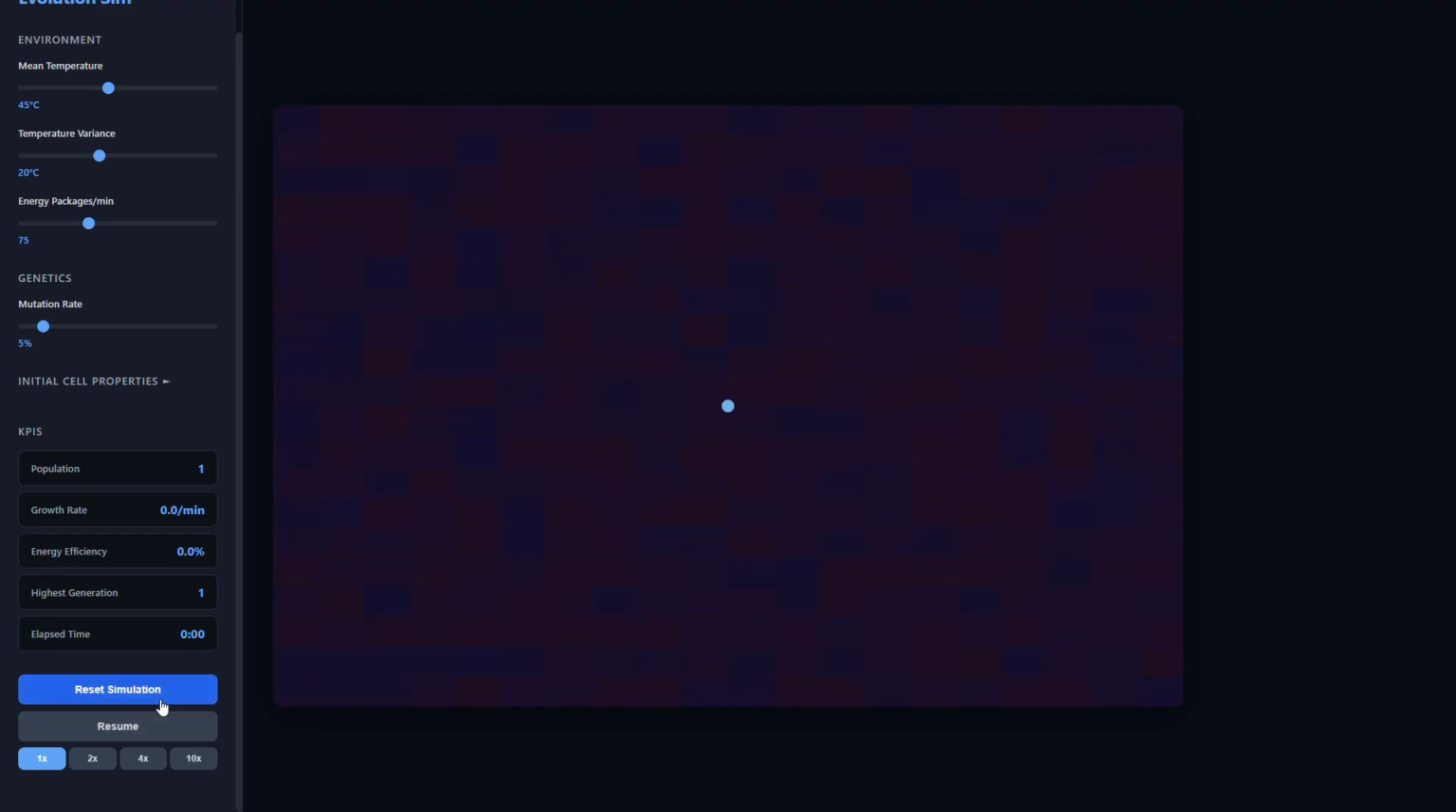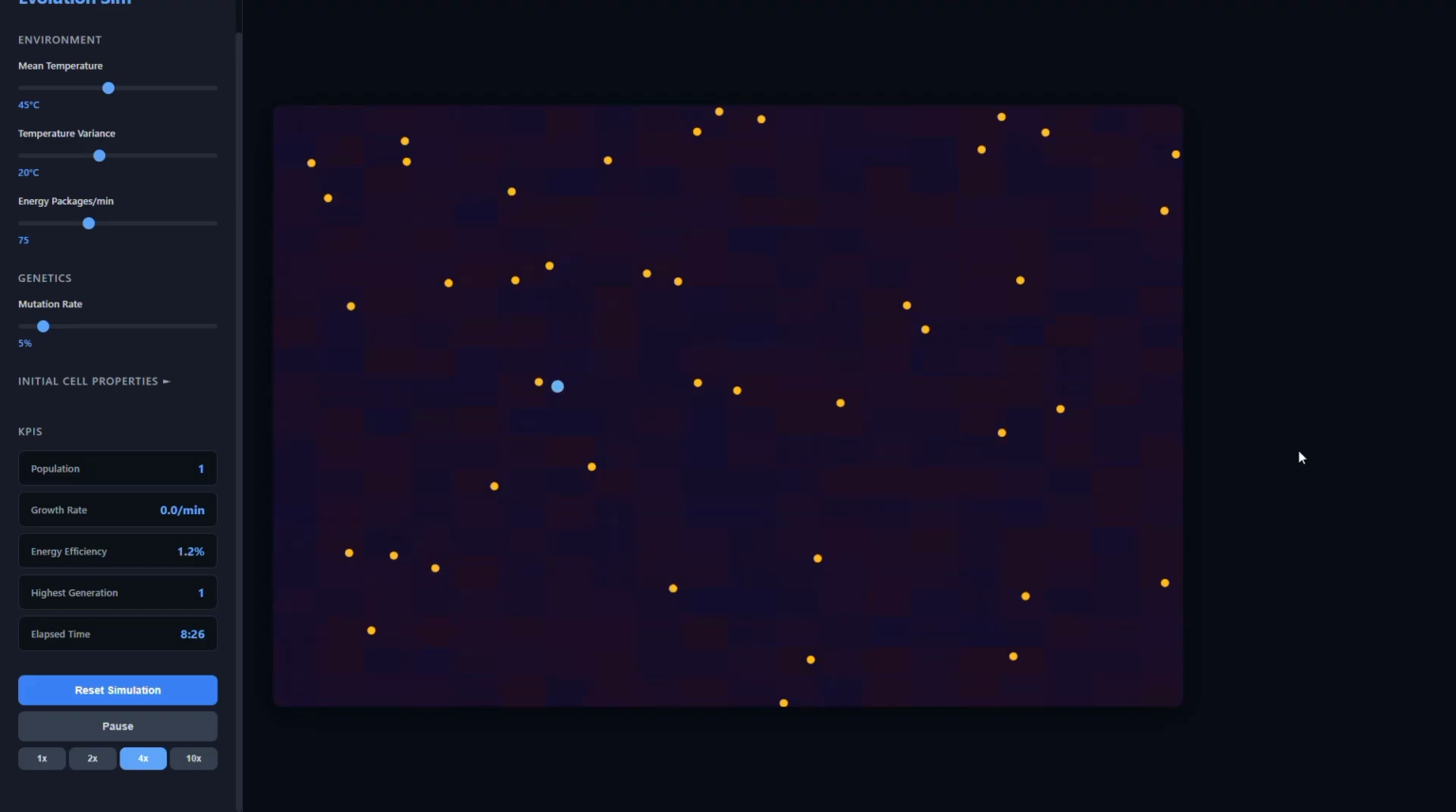So let's start. Reset the simulation, and we go on. We can see here Eve moving around. Some energy packages are randomly appearing. The background is shifting slightly, the temperature, and Eve is randomly moving through the water. And we're accelerating our experiment because we don't have that much time.